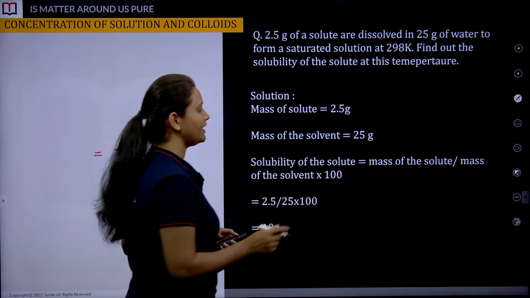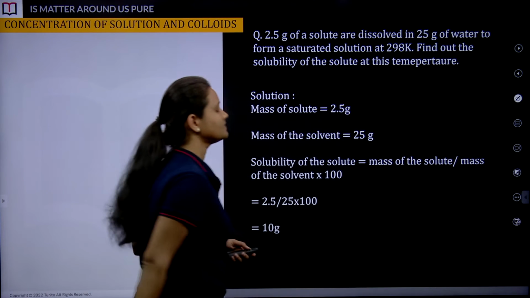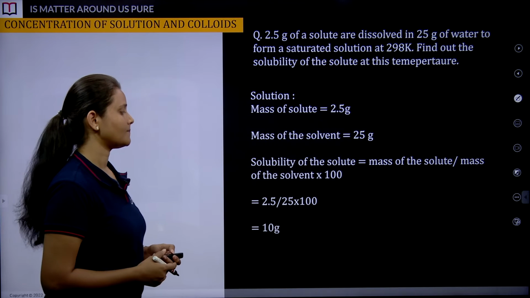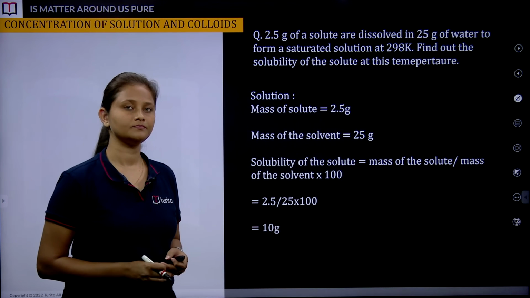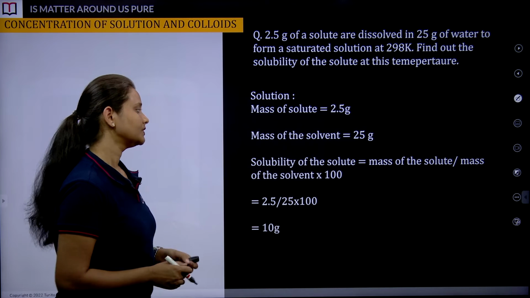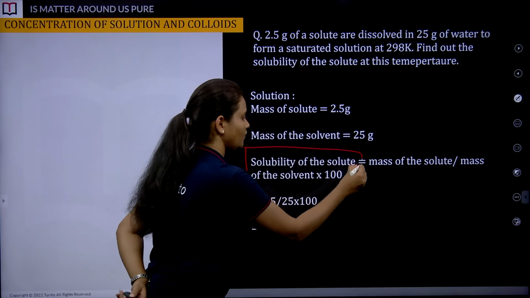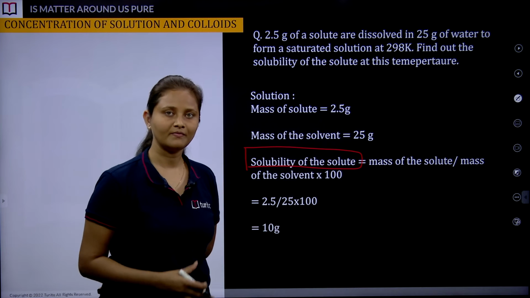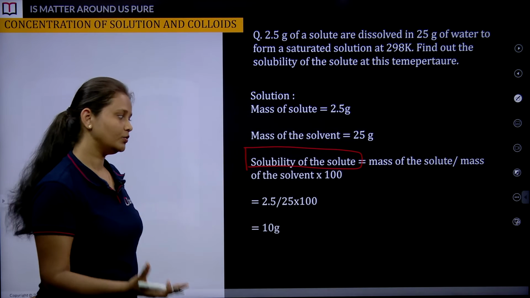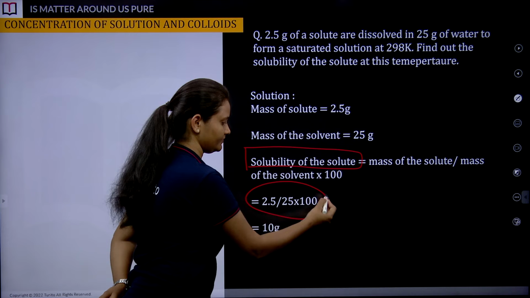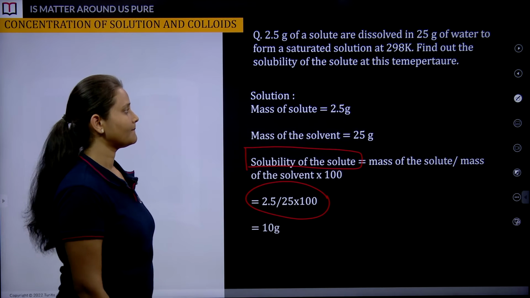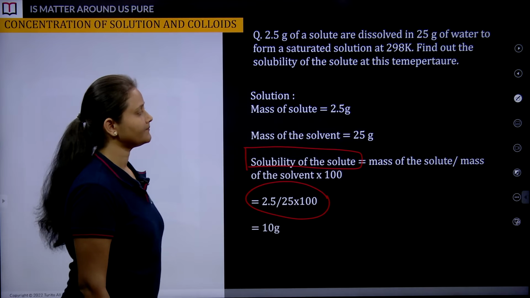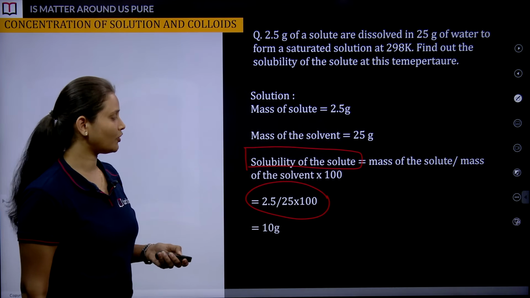So quickly you can make a note of this, students. So to find out the solubility of solute, just write the mass of the solute divided by whatever the mass of the solvent is given into 100 and do the simple calculation. That's it. Is it clear? Okay, that was all about it, students.